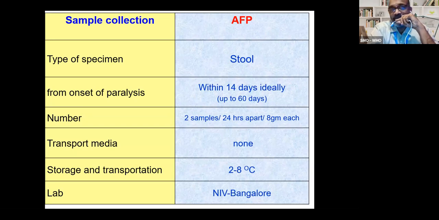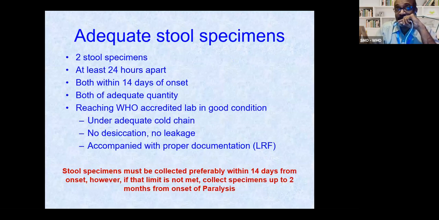These two samples should be a minimum of 24 hours apart, a minimum quantity of 8 grams or adult thumb size, and it should be shipped to a WHO accredited lab in a reverse cold chain, 2 to 8 degrees. The accredited lab for Kerala is NIV, Bangalore. So we need to send that sample. The lab will process the sample for wild virus, vaccine virus, VDPVs, and other enteroviruses. Then only they give a negative certificate for that. And these are the criteria to say that the stool samples are adequate.